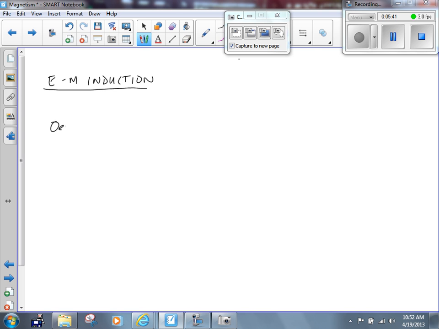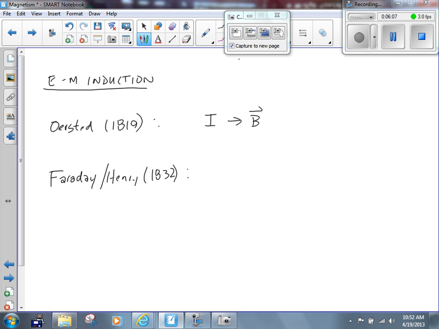Orsted, in the year 1820, he discovered that the electric current or moving charges will generate a magnetic field. Fast forward 12 years, two guys, Michael Faraday and Joseph Henry, in the year 1832, I believe it was, they discovered what essentially amounts to the converse of this. The magnetic field can generate an electric current.